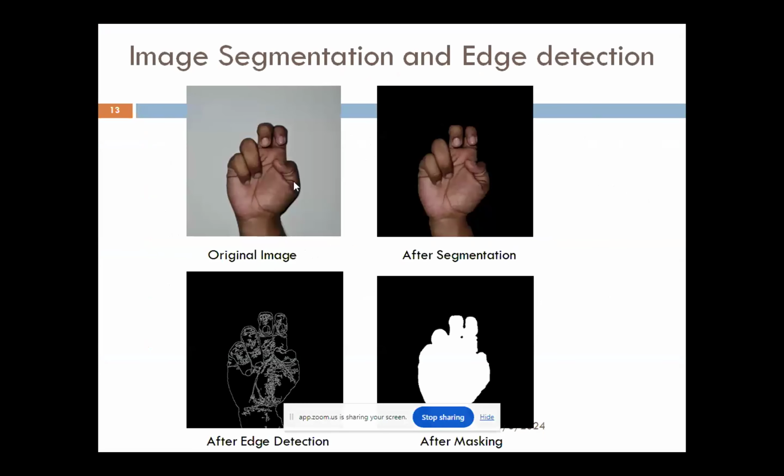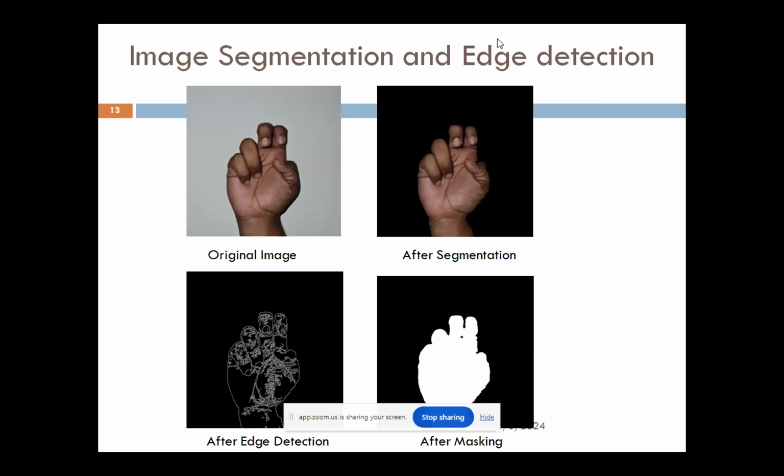So we perform the pre-processing here. For pre-processing, we have applied image segmentation and edge detection techniques. This is the original image. First image is the original image. Then here we detect the hand gesture. First we convert the image to the YCrCb color space. Then we define the lower and upper threshold for detecting the skin part from that YCrCb color space. The lower threshold is 0, 138, 67, and the upper threshold is 255, 173, 133. So in the second image we get only the skin part of the image.